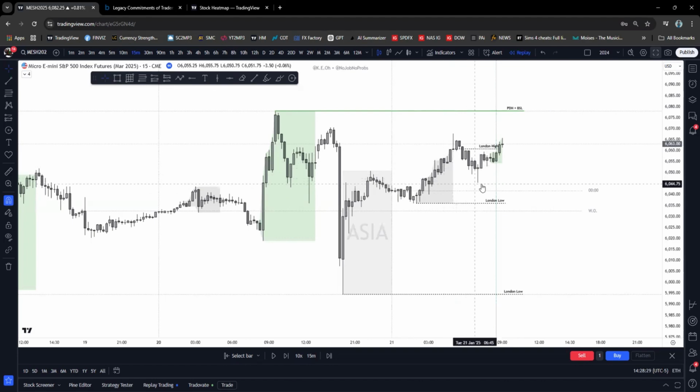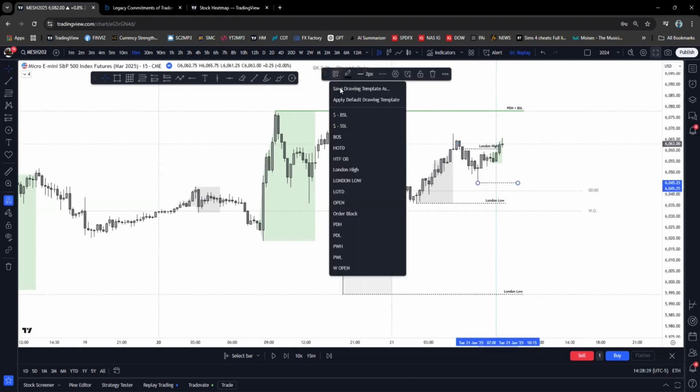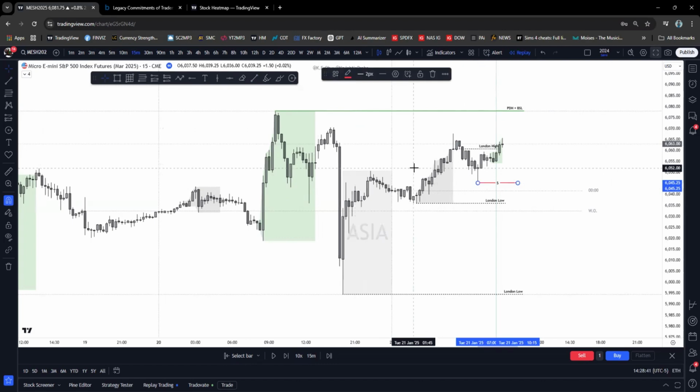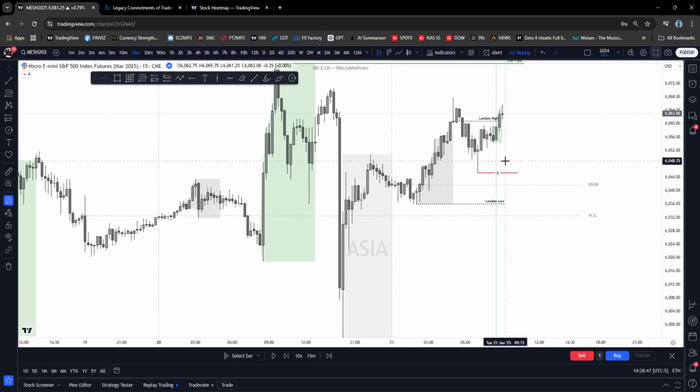But because this wasn't a strong enough shift, this low right here is also liable to get ran. Right. So this is also a short-term low that can also get ran. Sometimes we can also see price retest our areas where we are looking to enter.